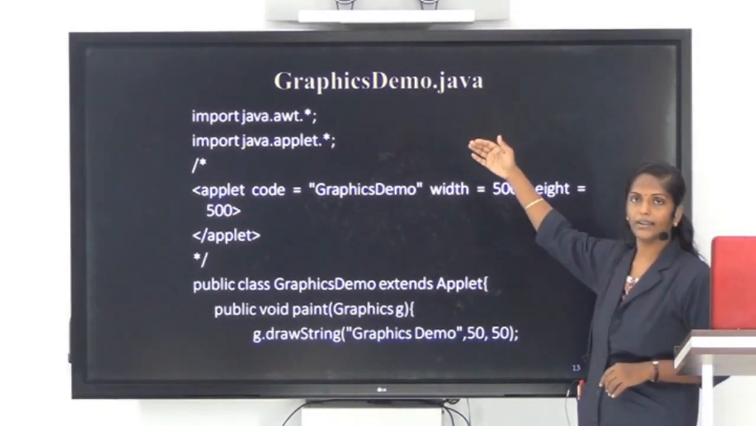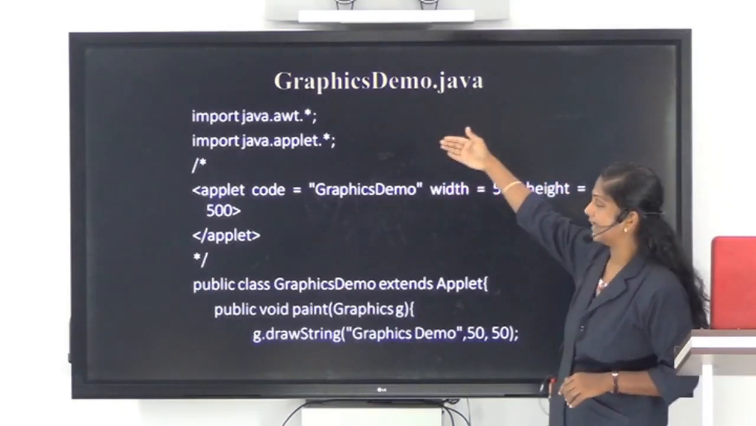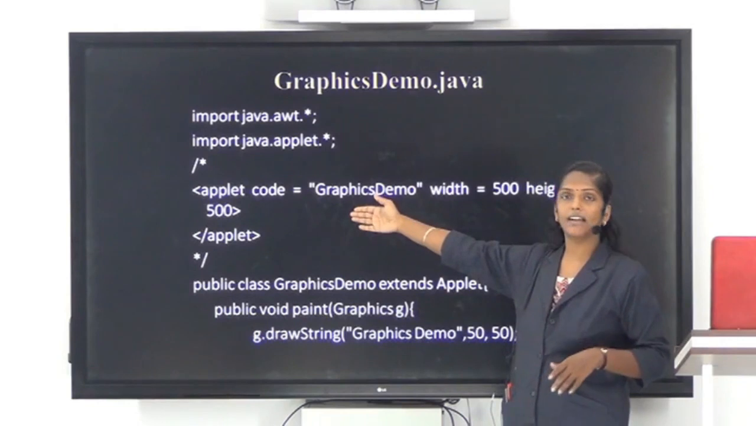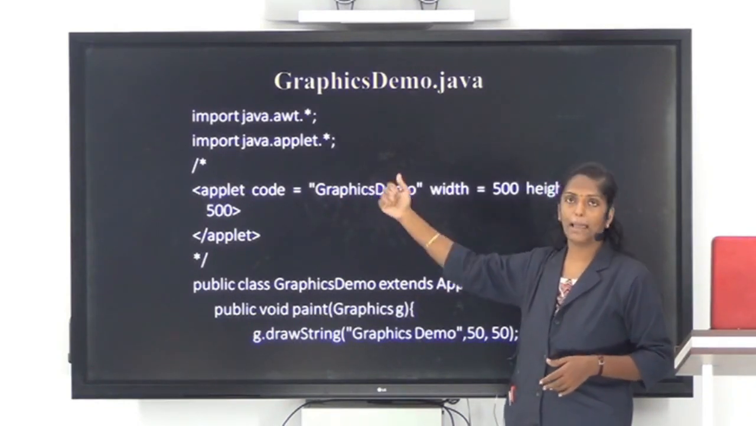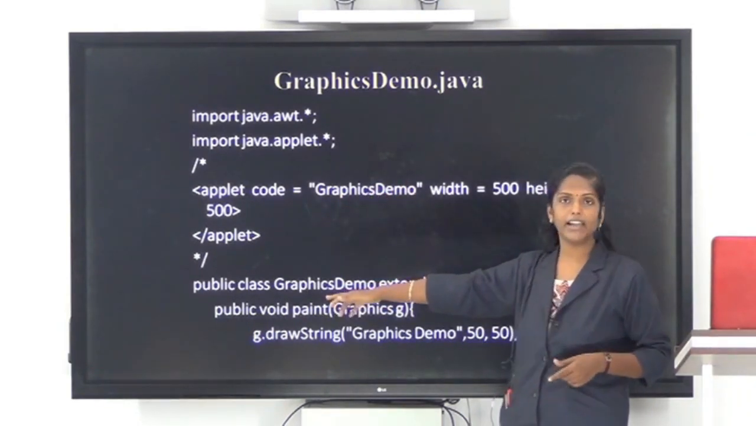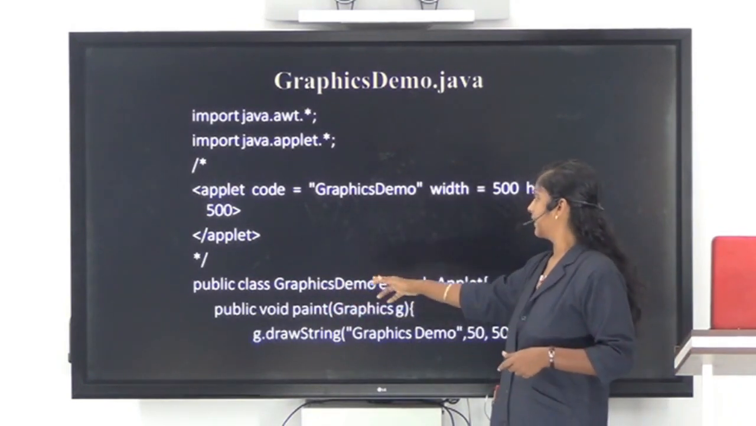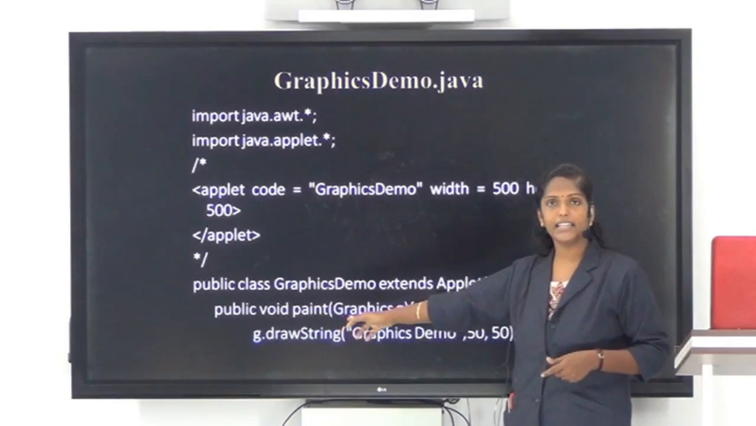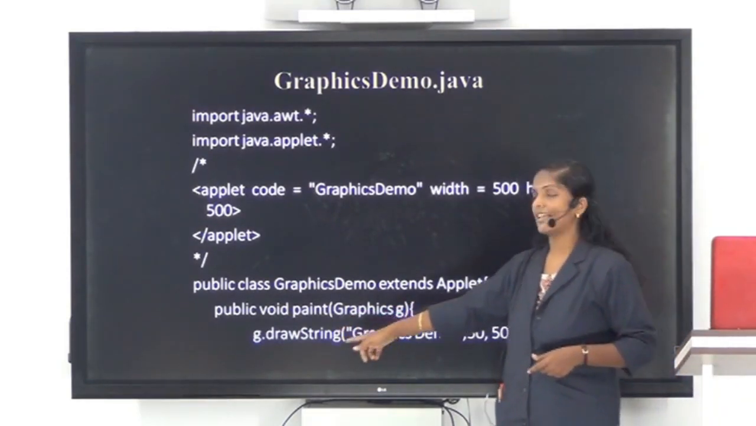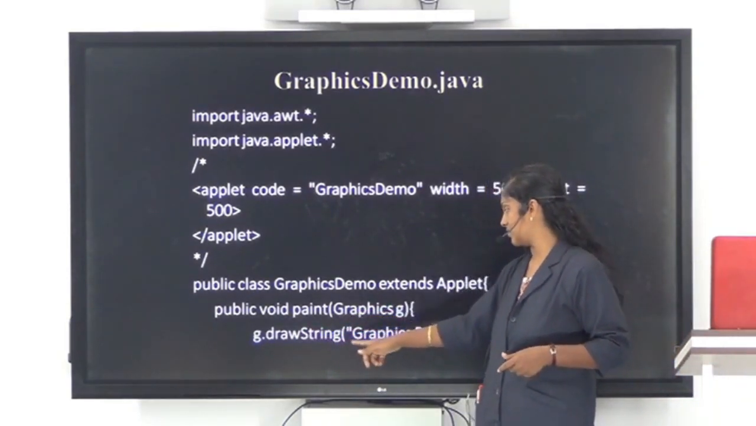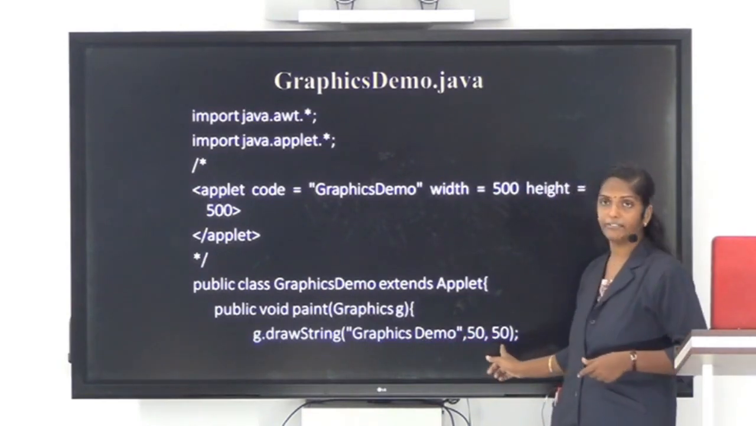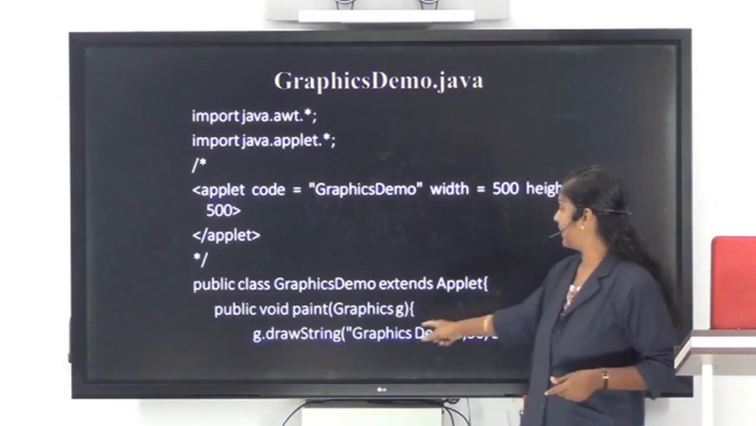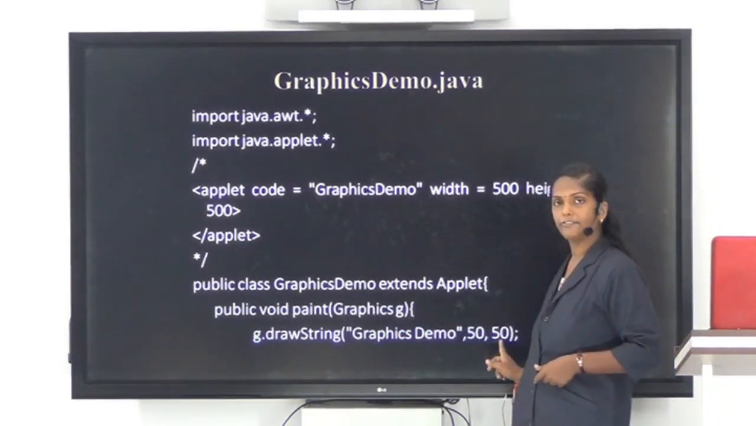Okay, this is a graphics demo example. As we know, we have imported the necessary packages. We have embedded our applet code. Then we have defined our class, public class GraphicsDemo. It extends the Applet class. Then we are defining the paint method. This we have already seen. g.drawString GraphicsDemo 50 50. That means using the default color, it will display this message at location 50, 50.